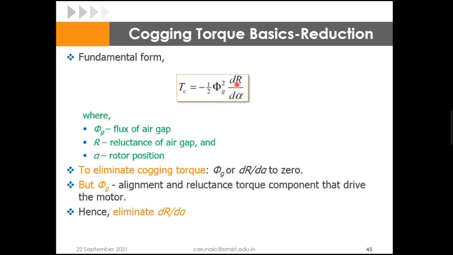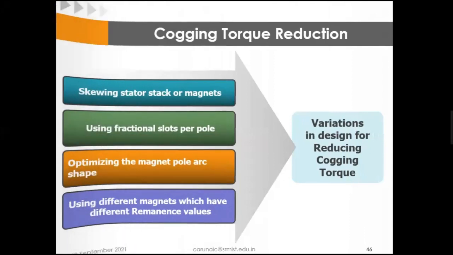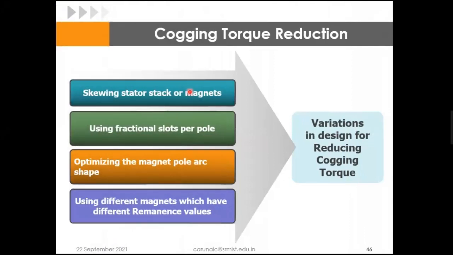So what you need to do is that you should play with the reluctance of the air gap as well as the rotor position. Somehow, if you are going to manage these two, then only are you going to minimize your cogging torque. So this is the basic thing which we have taken into mind, and we are going to perform these things only.